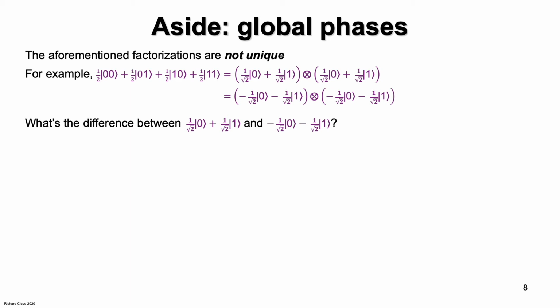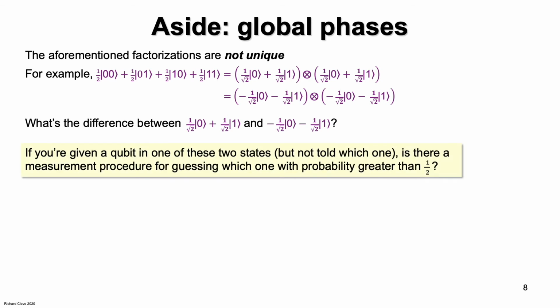As vectors, they are not orthogonal, but they are certainly different. The angle between them is 180 degrees. Can we distinguish between them? Suppose you're given a qubit in one of these states, but not told which one. Is there some measurement procedure for determining which one it is?